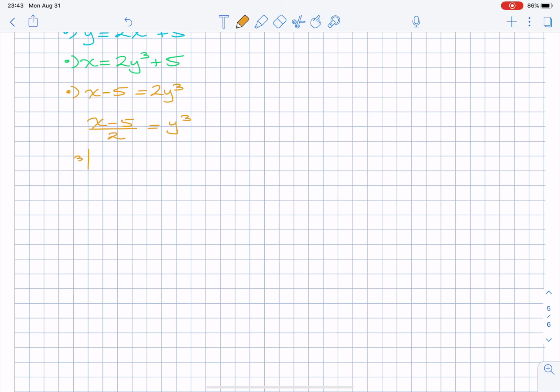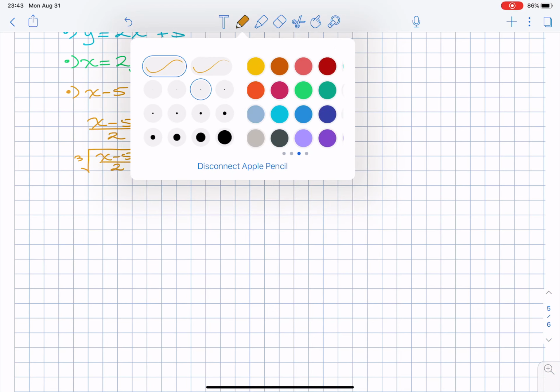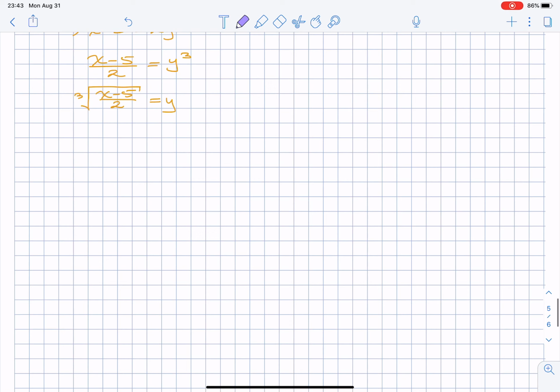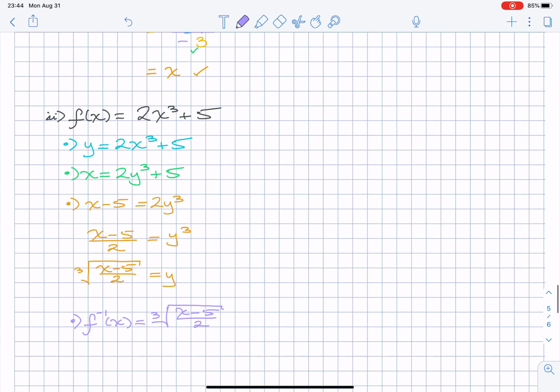Okay, it's a lot easier said than done. So x minus 5 all over 2. And that'll be y. That y is my f inverse. So I claim that f inverse of x will be the cubed root of x minus 5 over 2. I don't usually like fractions. I like to have the 1/2 in front, but it's tomato, tomato.